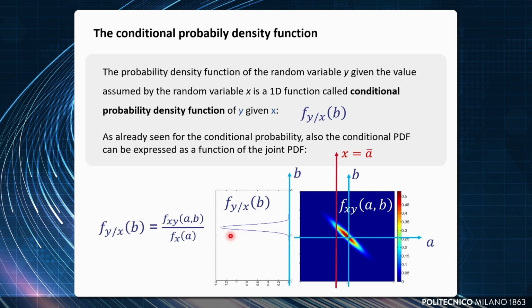Of course, since this function should have unit area, we have to normalize, and the factor that normalizes this area to 1 is the division by the probability density function of x at the value a.